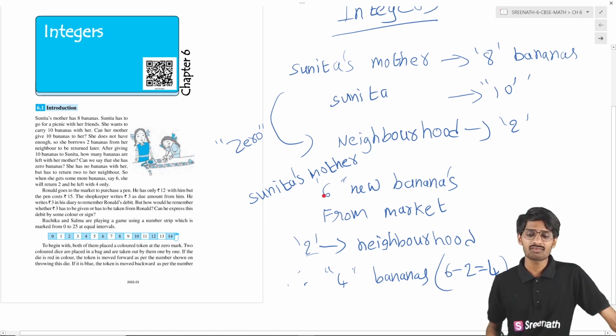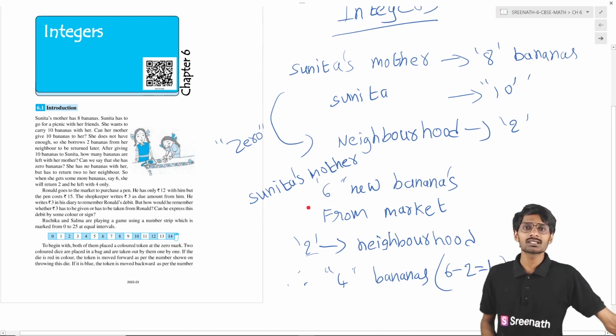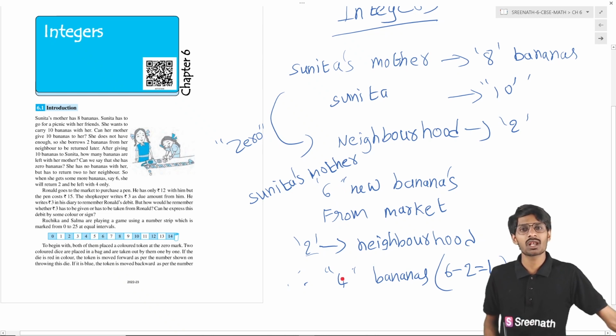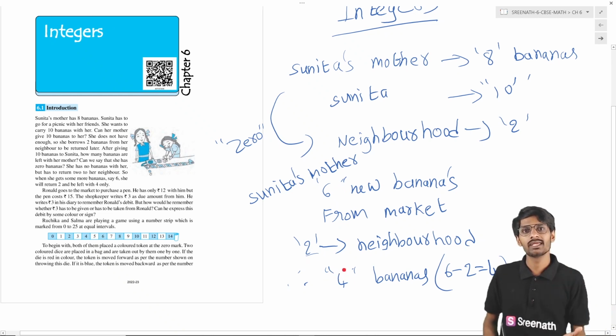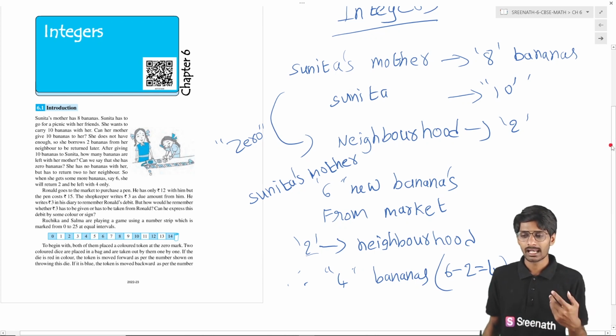But whenever she bought 6 new bananas, has she really bought 6 bananas? No, she is not having 6 bananas. Why? She is having only 4 bananas with her. Why? What happened to the 2 bananas? These 2 bananas have been given to her neighbor.